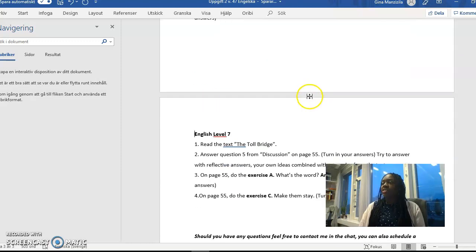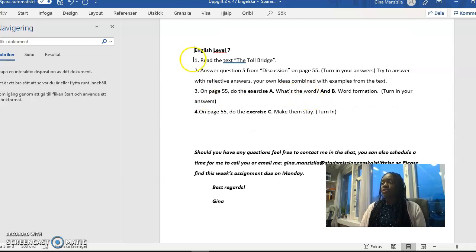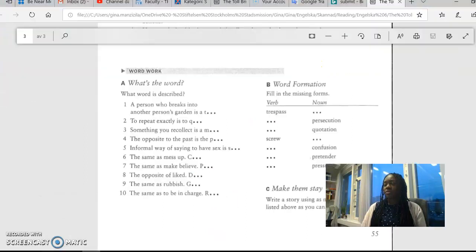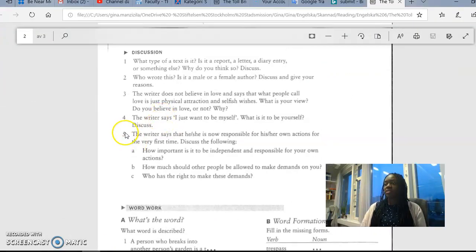So if you're in English level 7, the first thing you do is to read a text, and then the second thing you need to do is to answer question 5 from discussion on page 55. So basically you need to answer this question 5. All of these questions need to be answered. Question 5, A, B, C needs to be answered.